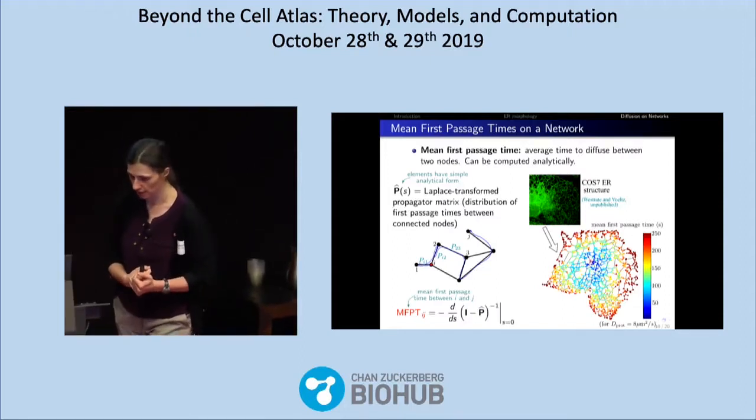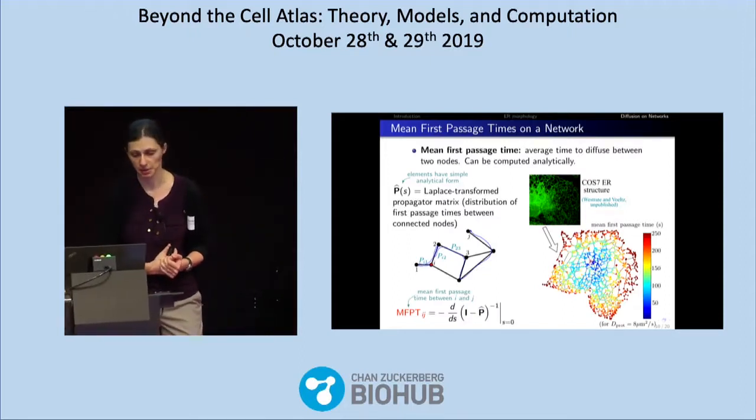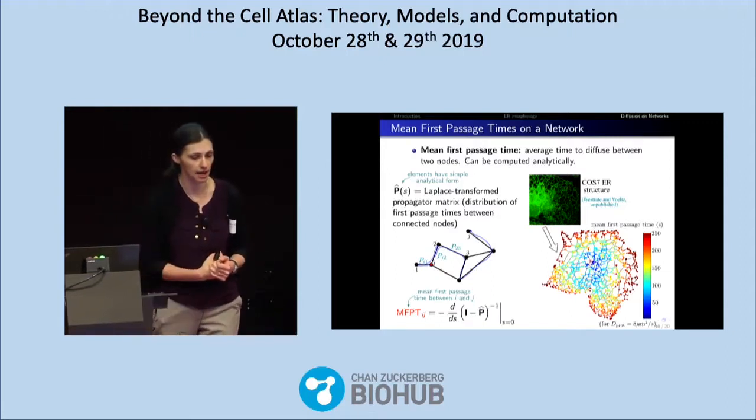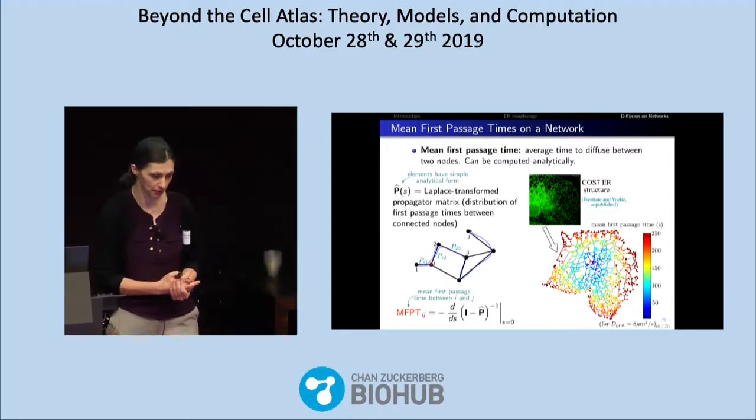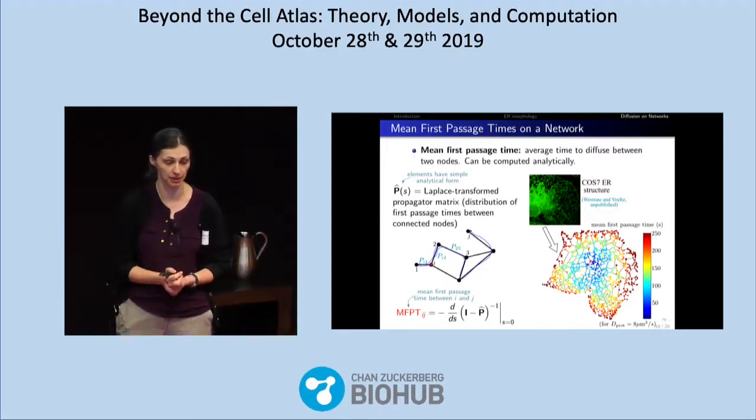And we did this using a fairly standard metric called the mean first passage time. So this is the time to get from any one point in your network to any other point if you are a diffusive particle, as an average over all possible paths you can take.